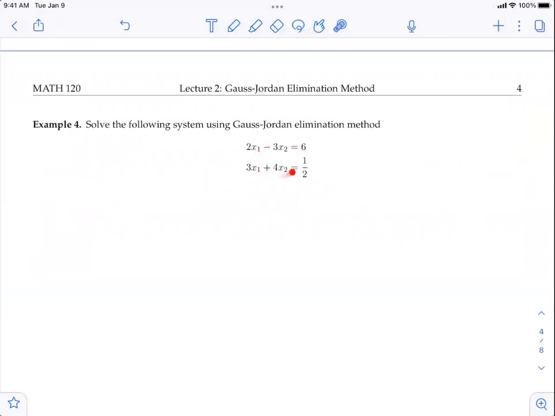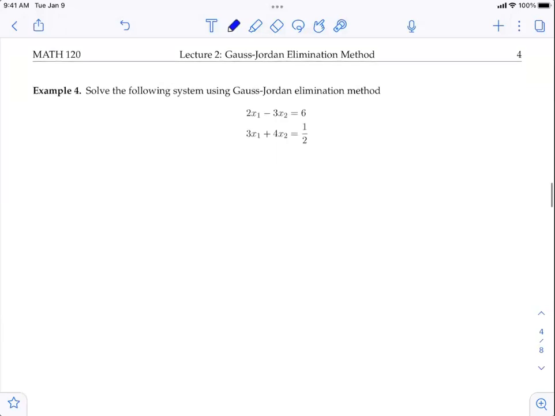So I have, again, a system of two linear equations. Now, what we need to do is to form the augmented matrix. Remember again, the augmented matrix consists of two matrices. The first one is the coefficient matrix. The second one is the constant matrix. So let me write down the augmented matrix here.